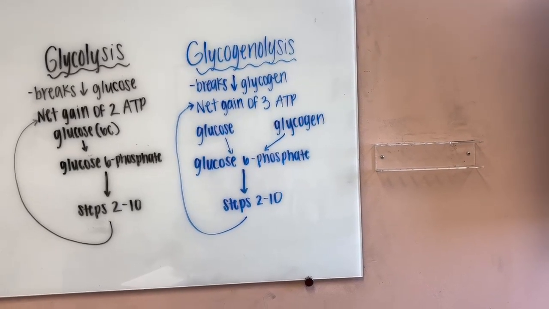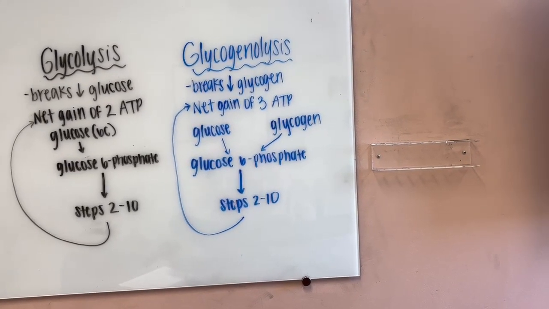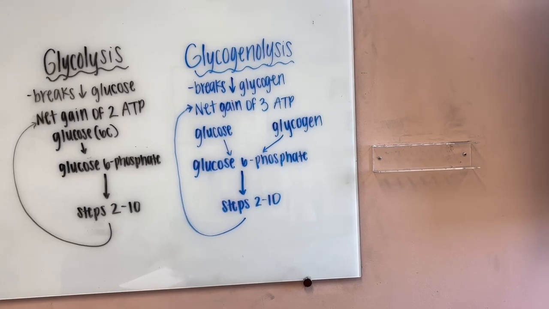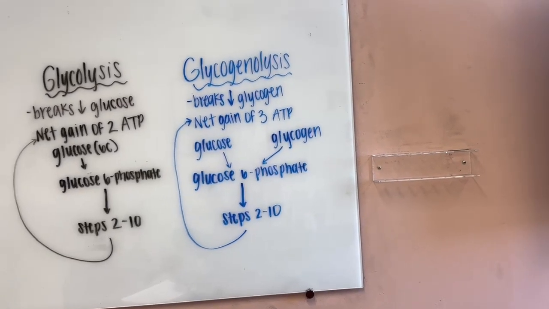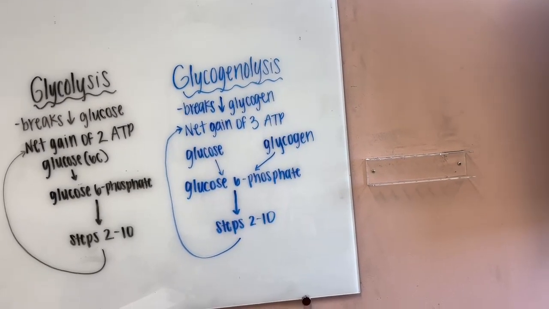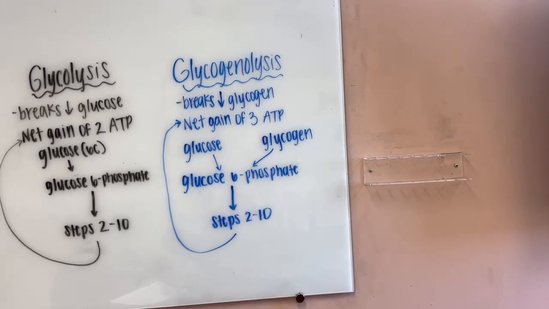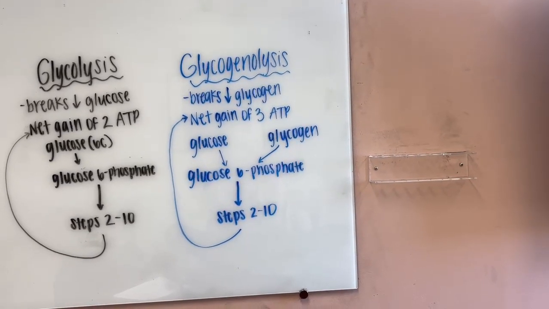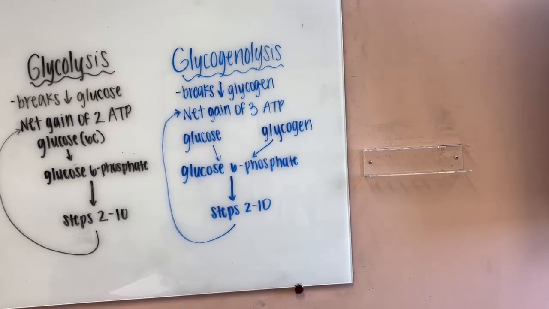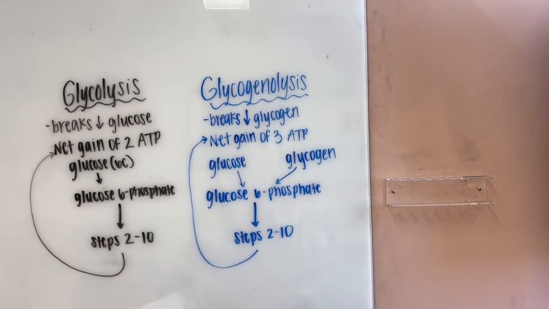So because it doesn't require another ATP molecule, you get a net gain of 3 ATP in the muscle for glycogenolysis, and in glycolysis, you get a net gain of 2 ATP, and both result in a net gain of 2 NADH plus H plus.